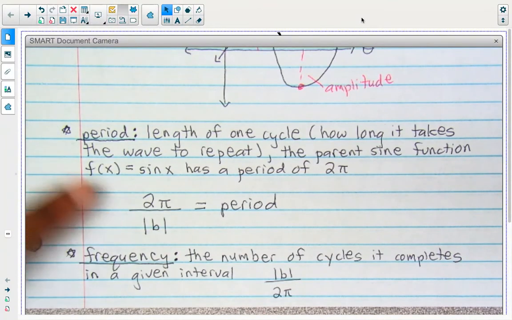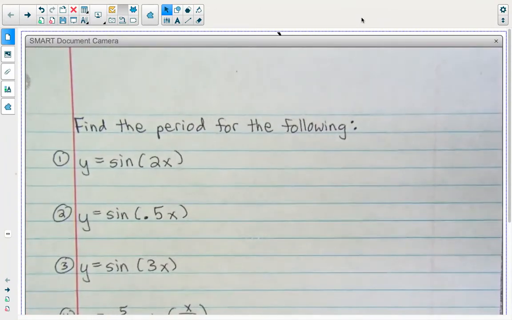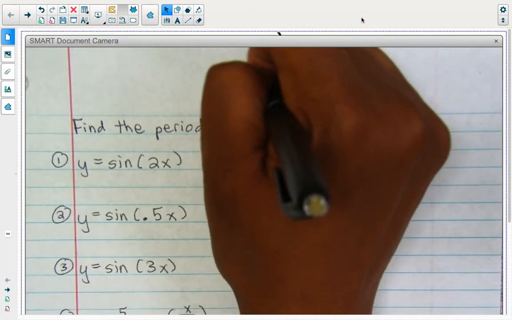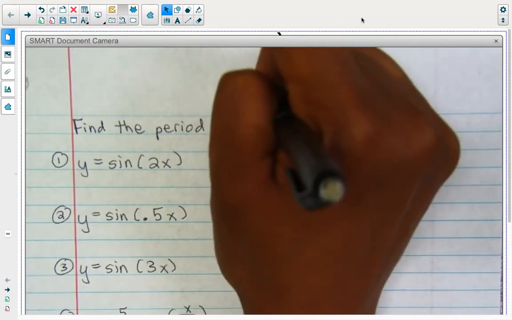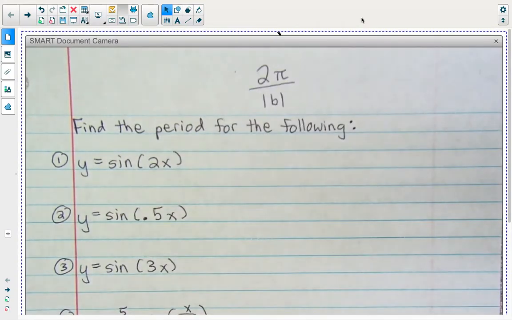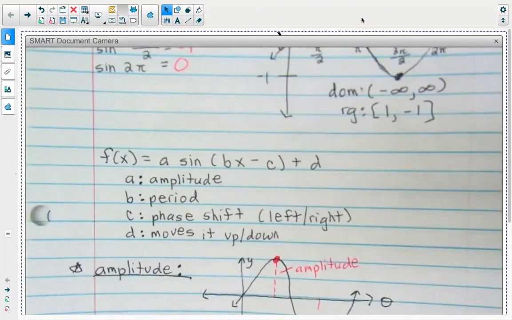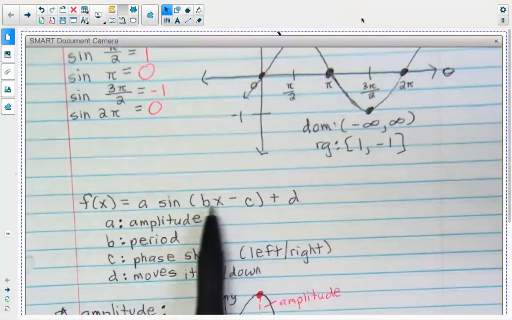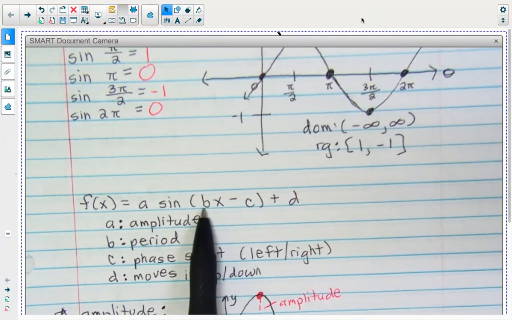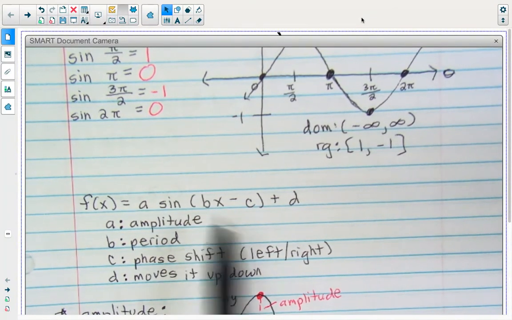Make sure you have your formula, 2 pi over the absolute value of b. And I'm going to write the formula on this page for us. So this is the formula that we're going to be using, 2 pi over the absolute value of b. So here we go. B is the number that is in front of your x. So let me put that formula back up here just for a moment. B is the number that's in front of the x. So that's the number that is going to be going in our denominator.